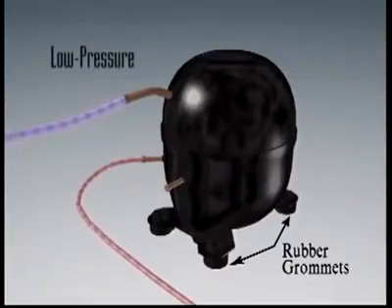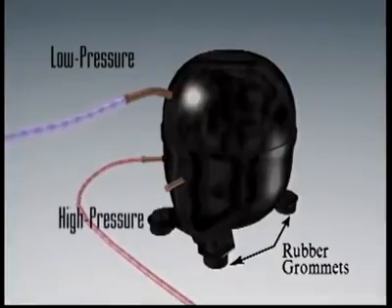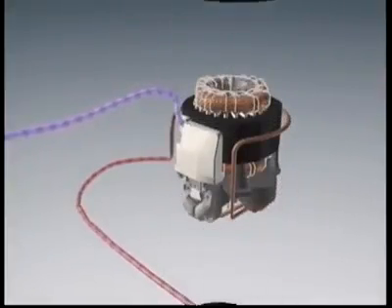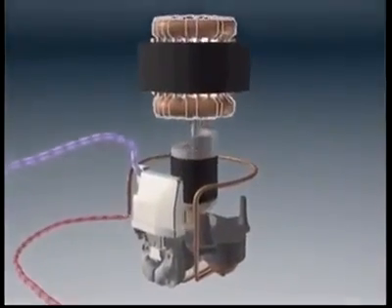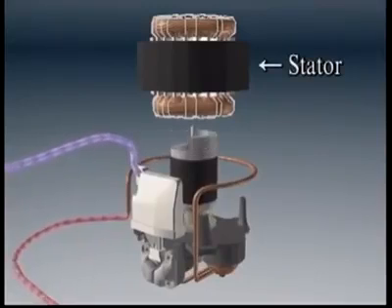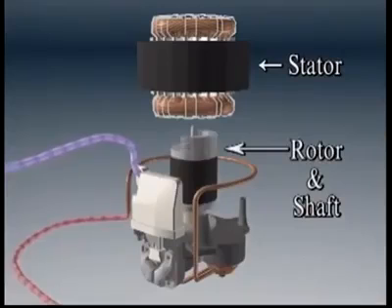Refrigerant is drawn in from the low-pressure or evaporator side, where it has just absorbed the heat from the surrounding air. It leaves the discharge heading toward the high-pressure side, or condenser. The heart of the compressor is its electric motor, consisting of a stator, a rotor, and a shaft. The stator contains copper windings and applies a magnetic field to the rotor and shaft, causing them to turn at 3,400 RPMs. This is the electric motor.